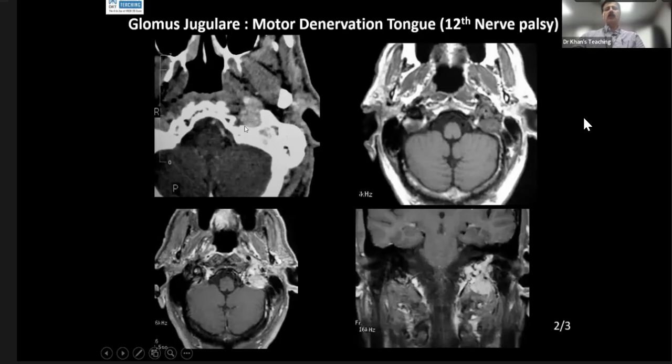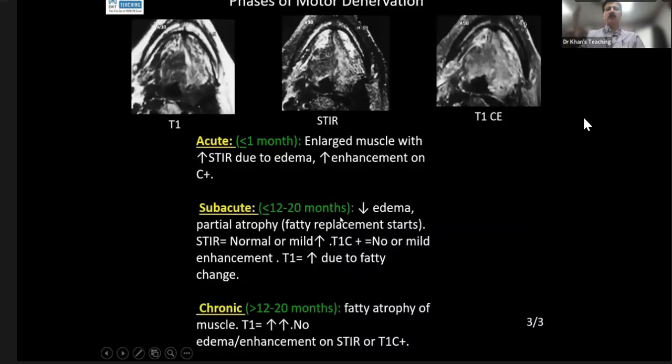Because the hypoglossal, as soon as the 12th nerve comes out of the hypoglossal canal, it is in the carotid space. So, of course, this was an infiltrative lesion which has caused its denervation. Now, this is the concept. You can divide the effects of denervation into acute, subacute, and chronic stages. The definition of acute is less than 1 month. Subacute is 1 to 20 months, should I say, less than 12 to 20 months. And chronic is more than 20 months.